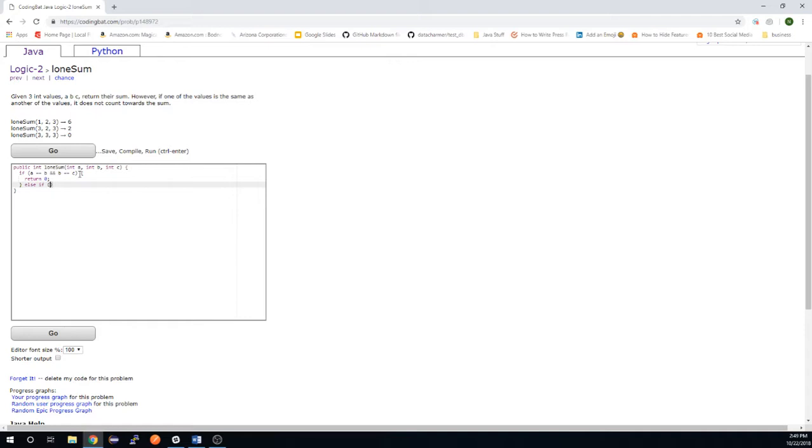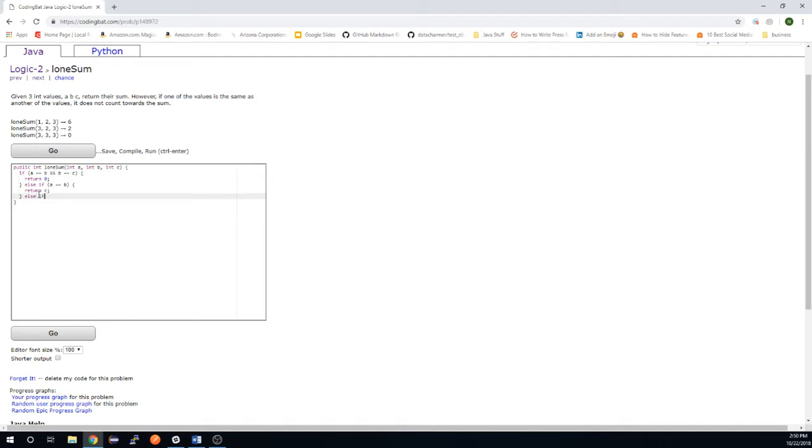Otherwise, if that is false, we know for a fact all three of them are not equal, which means at least one of them is different. So we could say else if a equals b, meaning a and b would be the same, but because this was false, we know for a fact c is not the same, then it's safe for us to go ahead and return c. We're not returning the sum of all three because these two are the same, so they don't count towards the sum. But because they're not all the same, we know c is different from a and b, so we can return c as the sum of all three minus the two that are the same, which are a and b.